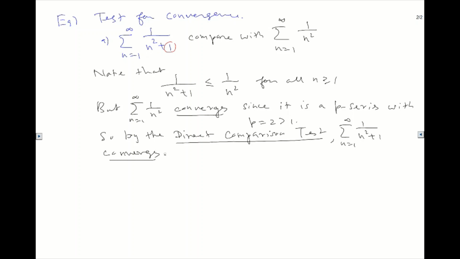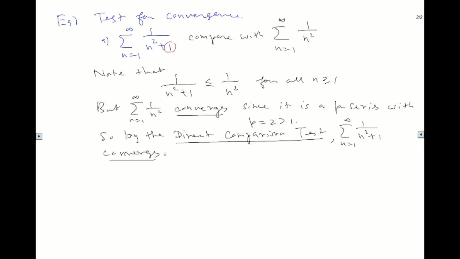You need to write what series you want to compare with, and then show that the corresponding a n and b n terms behave the way we want, so that a n is less than or equal to b n. That's true. And then we know that the larger series converges, so the smaller one has to converge. So let's do another problem.